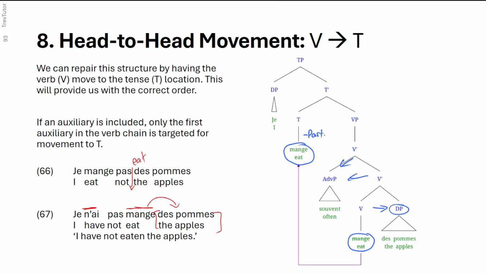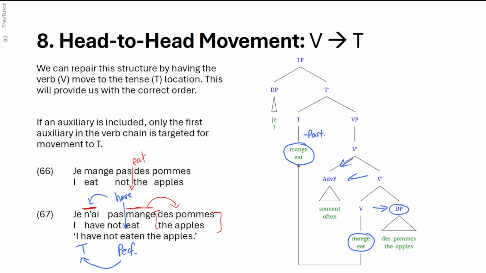But what we see in 67 is that it's not eat that has moved up beside the subject. It is have. It's the perfect. So what this means is that have originated right before the word eat and has moved up. So it's going from the perfect position in the tree up into the T position. So it's not just that the verb is moving in every case, it's more so that the first either modal, auxiliary, or verb head is moving, whichever one is highest in the tree.